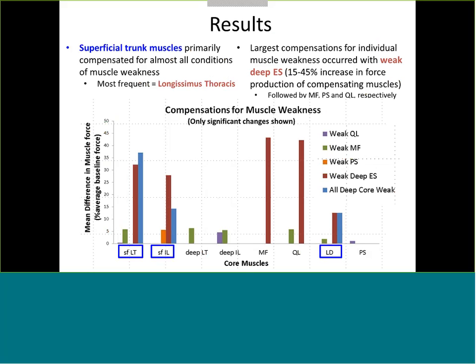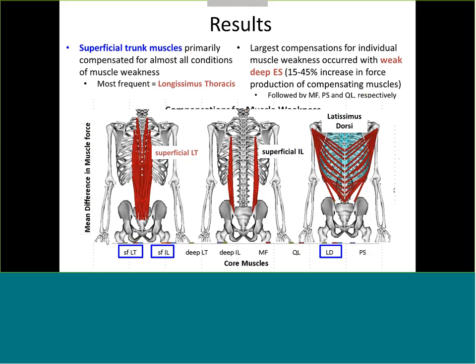So this graph is showing the significant muscle compensations that we found for our different conditions of muscle weakness. We found that the superficial trunk muscles, highlighted in blue here, primarily compensated for almost all conditions of muscle weakness. This graph on the y-axis is showing the percent change in peak muscle force production for each of our core muscles. And we found that the most frequent compensator was the longissimus thoracis, suggesting that this muscle may be at highest risk of injury or fatigue when our deep core muscles are weak.